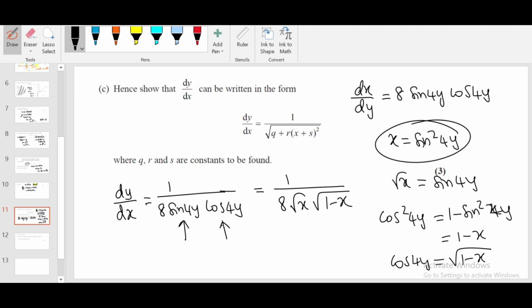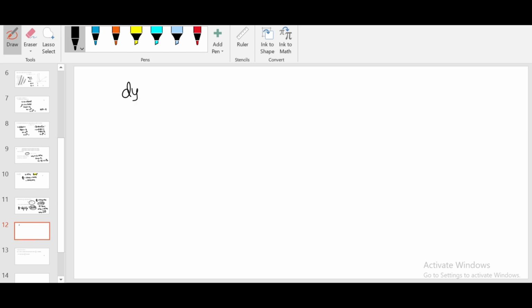Now we need to write this in this format, and this question got only 3 marks actually. By right you should be given at least 4 or 5 marks for this question, but you are given only 3 marks because we are going to apply completing the square to write it in that form. So we got dy over dx is equal to 1 over 8 square root of x square root of 1 minus x, but they want the answer in this format.